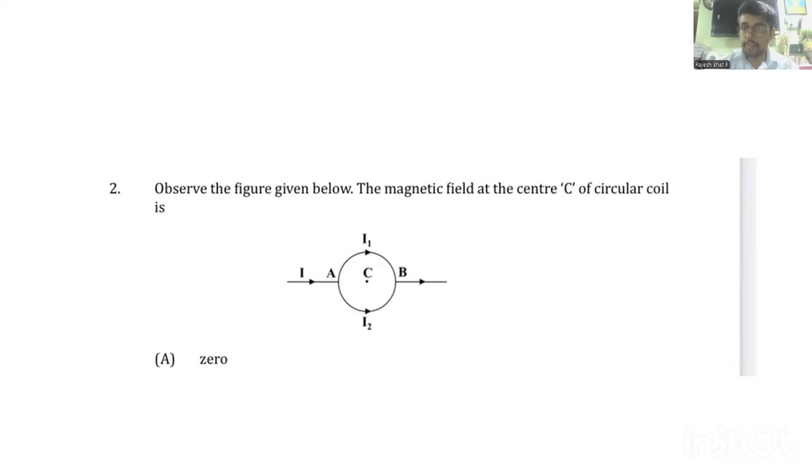OK, now see, in this question it is asked the magnetic field at the center of the coil. What is the magnetic field at the center of the coil? Many may have guessed the answer, many may have guessed zero. Why zero? Very simple. Now at C, okay, now current is at I1. I'll just put my fingers. Why? I'm using the right hand thumb rule.